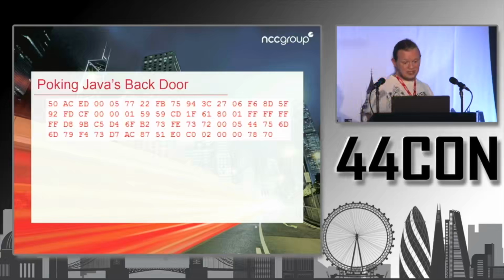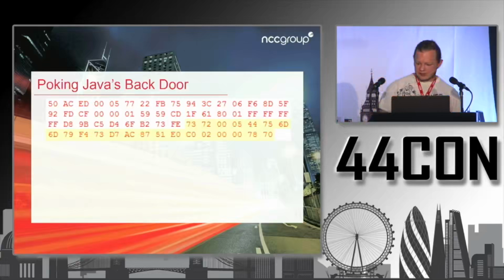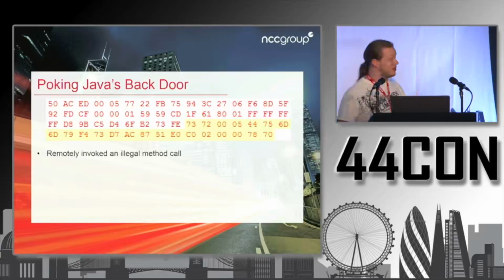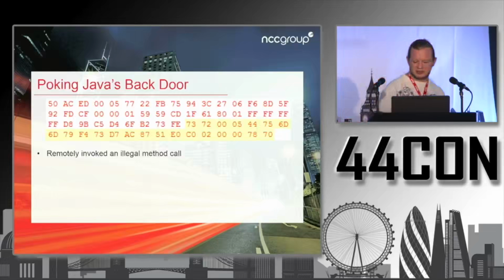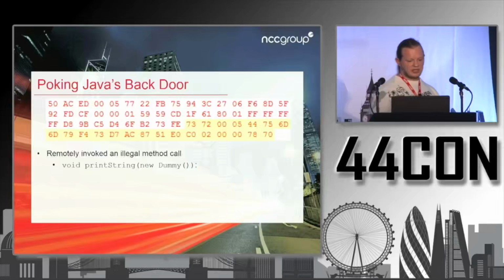So what my proxy had actually done was this. You can see that's not the string parameter, but an object, which, like I say, was actually a YSOSerial payload. So what I've done here is remotely invoked an illegal method call. I've called print string, which accepts a string parameter, and I've passed it a new object of type dummy, which isn't type compatible with string. You cannot run that Java code, you can't compile it.